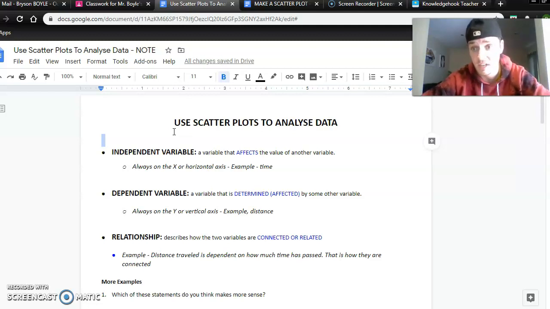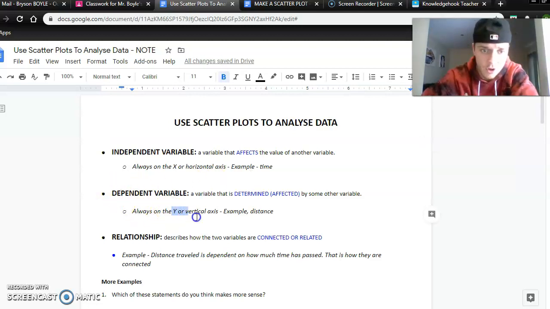The independent variable is independent. It does what it wants. It doesn't matter what anyone else is saying. The dependent variable, like it sounds, is dependent on the independent variable. For example, an independent variable would be time, and a dependent variable would be distance. How far you travel depends on how much time has passed, not the other way around. And like we said earlier in the unit, you might forget by now, the dependent variable always goes on the y or vertical axis when we're making a graph, and the independent variable always goes on the x or horizontal axis. That's important to remember.